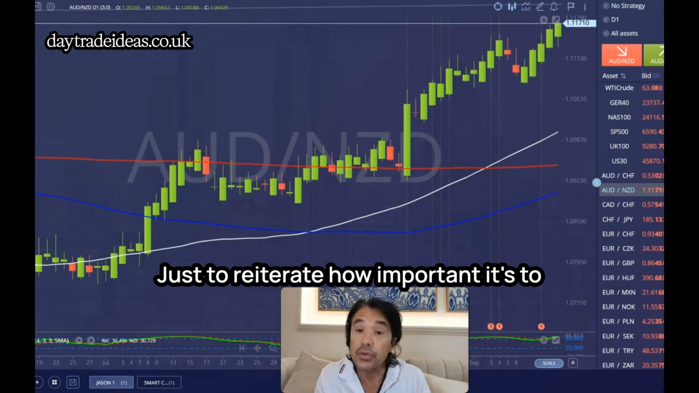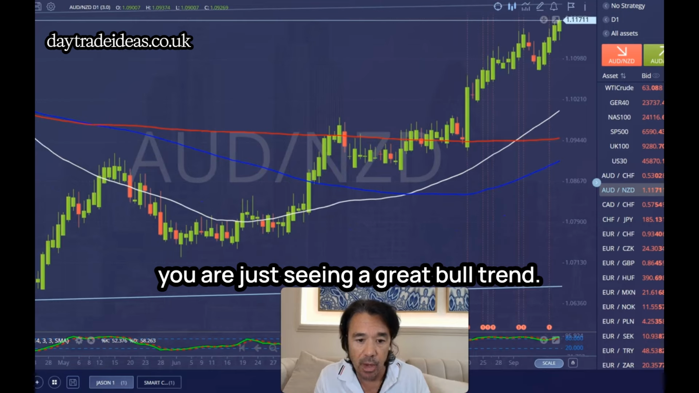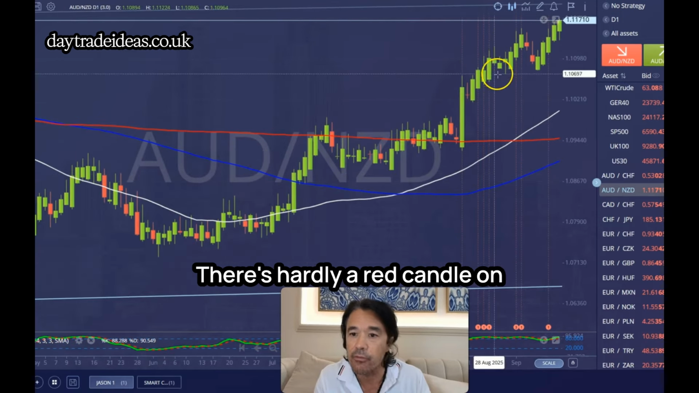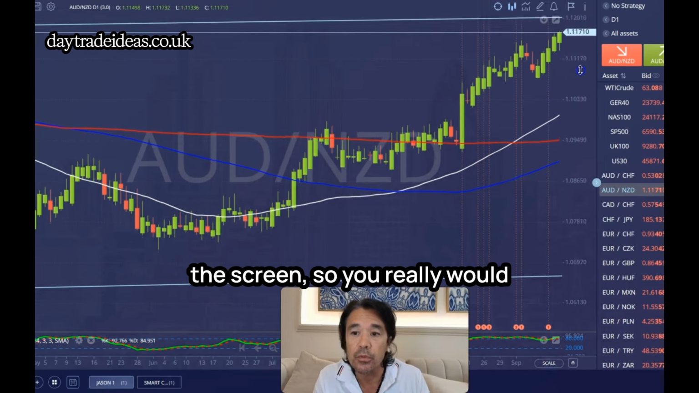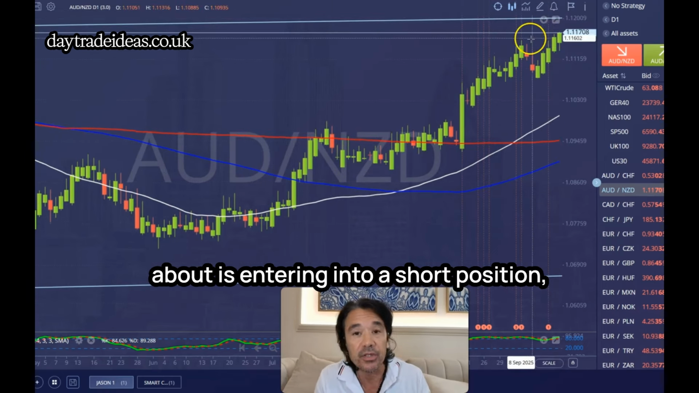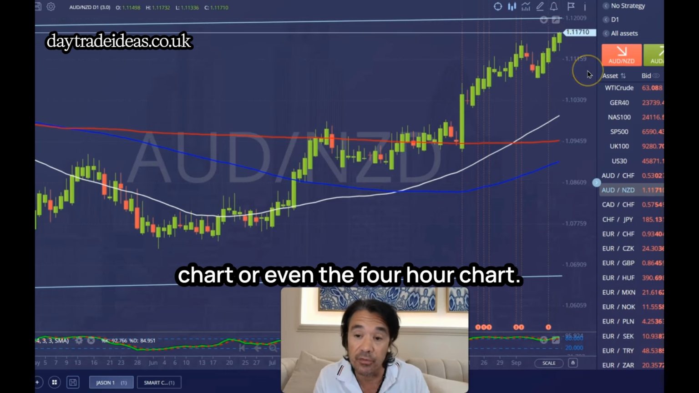And just to reiterate how important it is to look at those longer term charts. When we're looking at the daily chart here, you are just seeing a great bull trend. Look at these green candles. There's hardly a red candle on the screen. So you really would be feeling extremely bullish. And the last thing you would be thinking about is entering into a short position if you were focused solely on the daily chart or even the 4-hour chart.